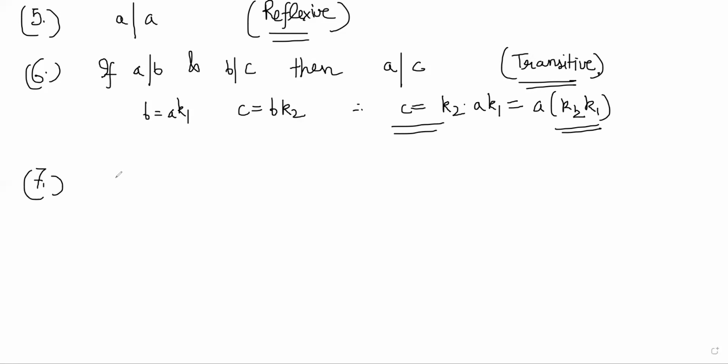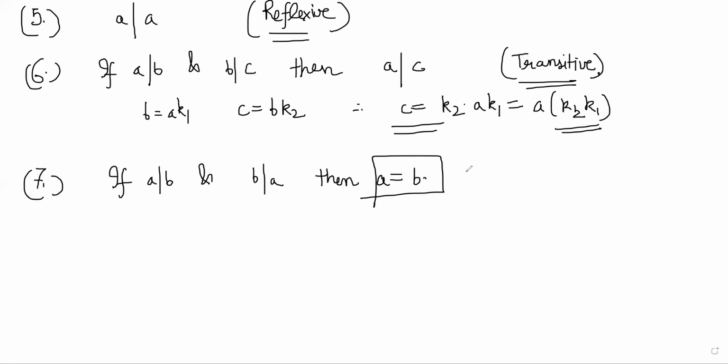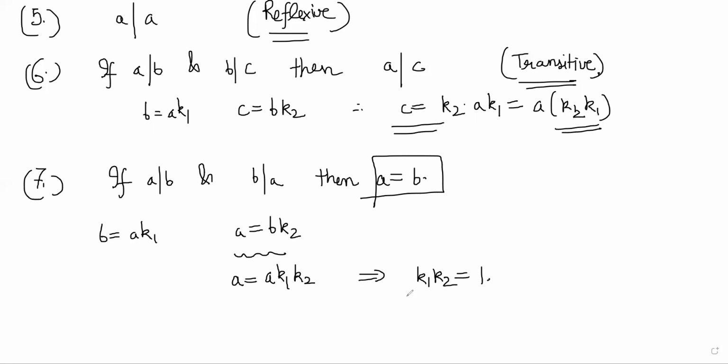The seventh property is if A divides B and B divides A, then A is equal to B. So this is a very important property because in number theory, it is really hard to prove equality sometimes of two different numbers. So this property comes in handy because this implies that B is equal to AK1 and A is equal to BK2. So we can say that A is equal to B, which is AK1, K2, right? So what we get from here is K1, K2 is equal to 1, right?